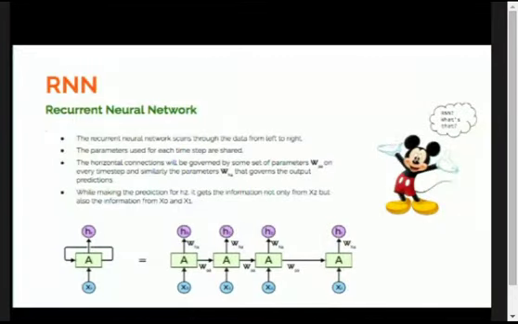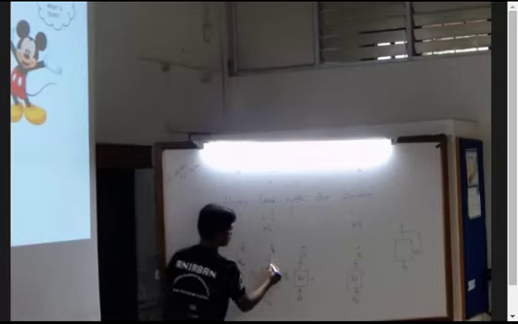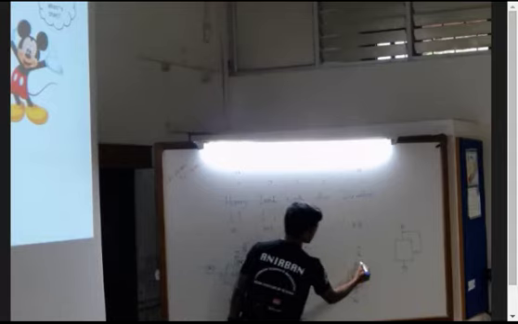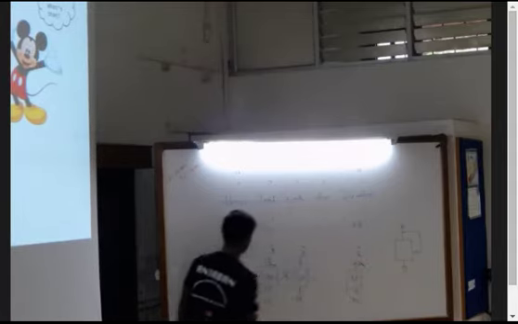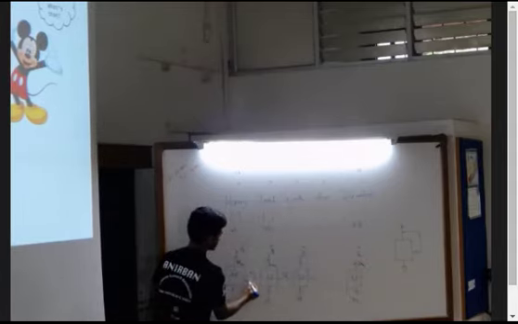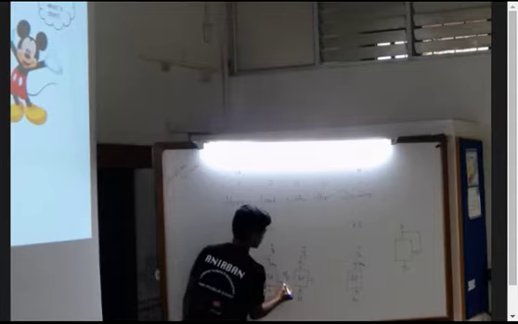I mentioned here that the horizontal connections will be governed by some set of parameters WAA, and the vertical connections are where you are predicting the output. So the vertical connections mean this connection. These are governed by WYA. And for the horizontal connection, the parameters are WAA. These are the same across all the time steps.